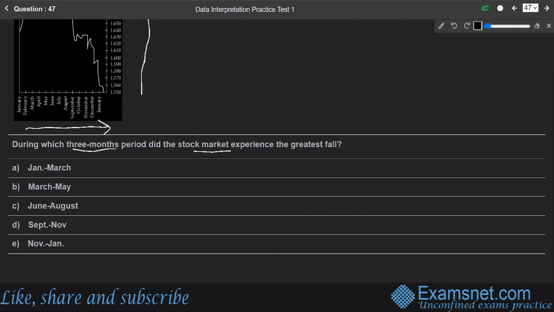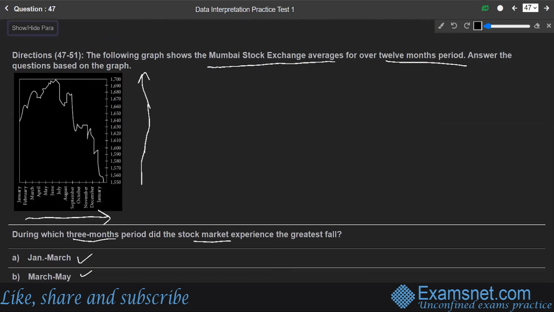the greatest fall? So we just have to go by options, and whichever option is representing the highest fall will be our answer. Let us see the options, January to March and March to May. If you see the graph, the first option is January to March. Clearly there is no fall, there is a rise, so that is excluded. The other one is March to May. There is a continuous rise, then a sudden drop, and then again a rise.